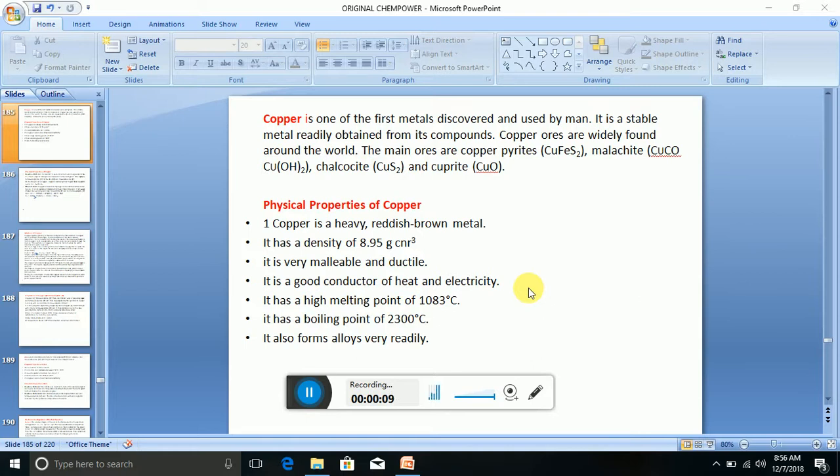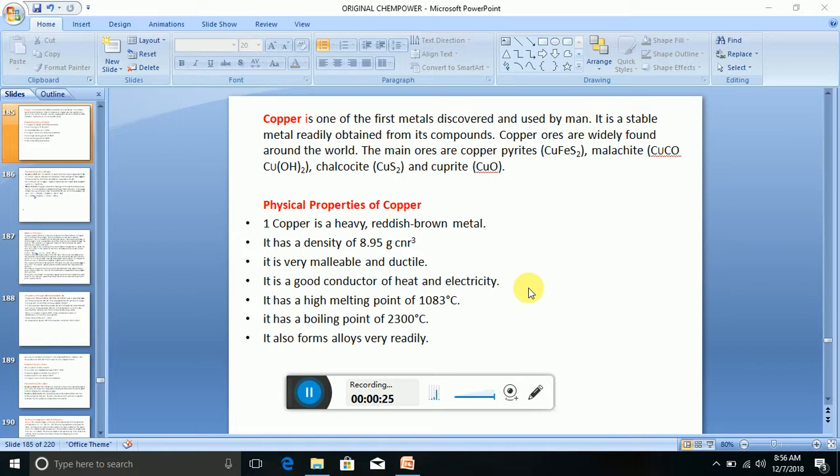Copper is one of the first metals discovered and used by man. It is a stable metal readily obtained from its compounds. Copper ores are widely found around the world.